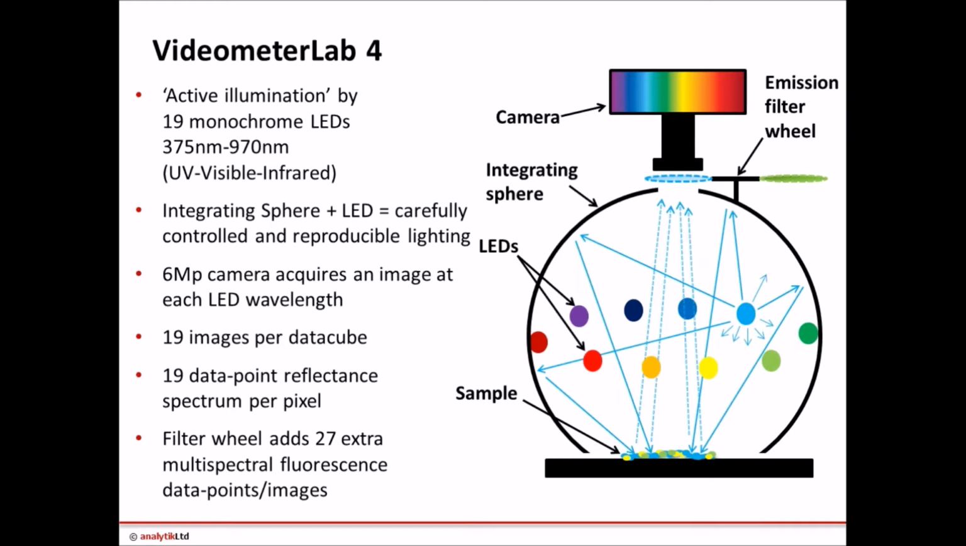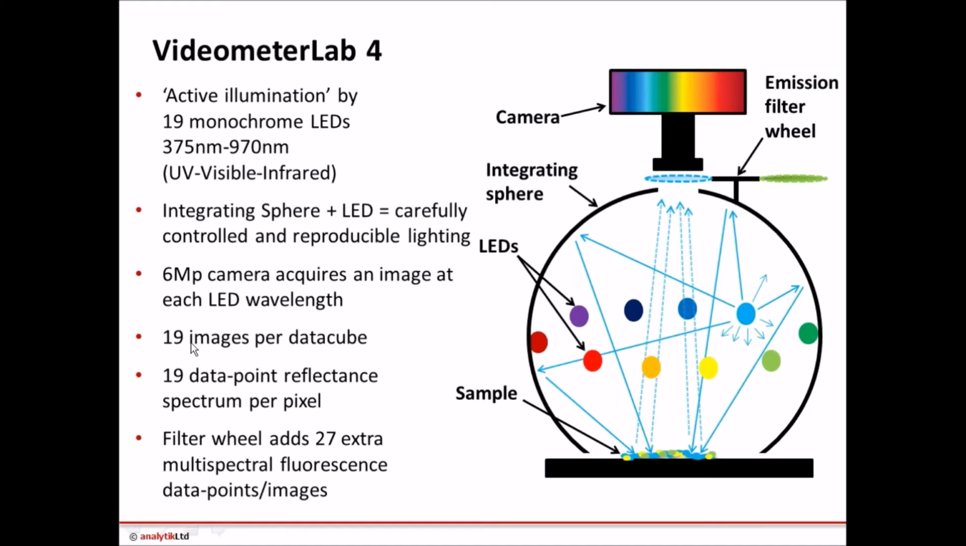But with the VideometerLab, a 6 megapixel camera acquires an image at each wavelength. So in effect, if you're going to compare them, this is like a 120 megapixel camera. A 6 megapixel image at 19 different wavelengths makes about 115 megapixels. So once it's collected, there's 19 LEDs, it collects an image.